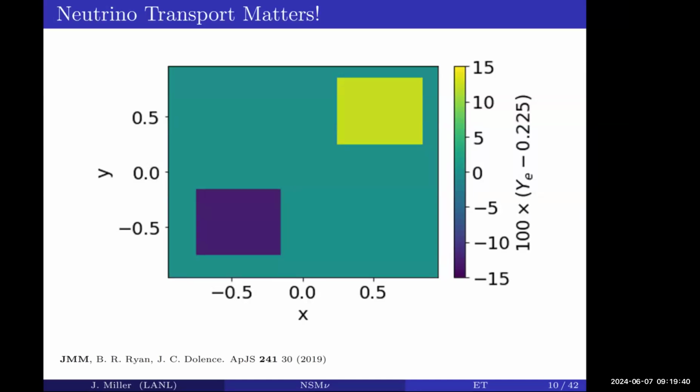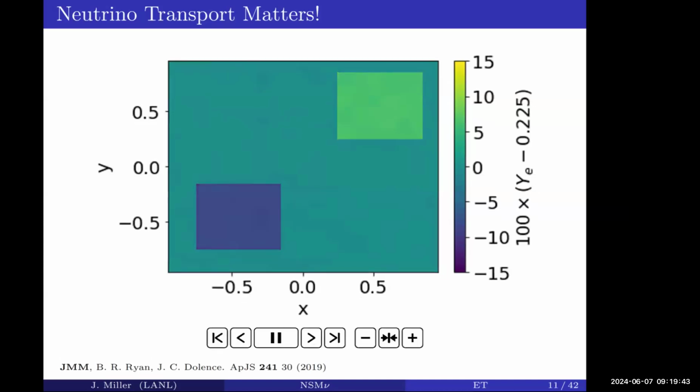And if you let this go, there we go. You see that the excess and the deficit of Ye equilibrate. This is because neutrinos are carrying Ye through this problem in a multidimensional way. Thus, to get this right, you have to be doing transport. And if you're very observant, you'll notice that the background has changed color. And that's because the radiation field itself is holding some amount of conserved lepton number. That is, it doesn't come back to the gas because the whole thing comes into equilibrium.